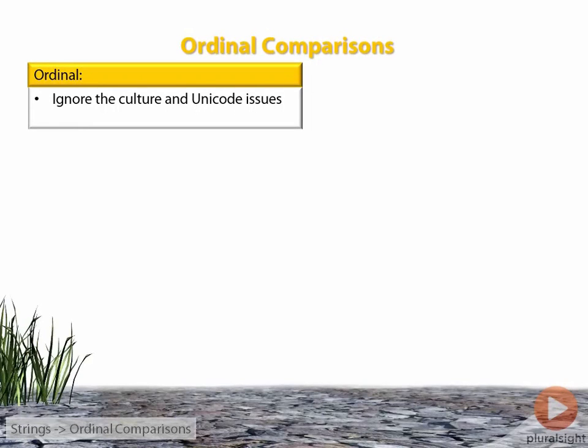Ordinal is the simplest way of comparing strings, and you can think of it as a way of saying don't pay any attention whatsoever to either the culture or to any of the Unicode issues we've just discussed. In an ordinal comparison, you simply iterate through each character in the string, comparing the numeric value stored in each char instance until you find a difference.